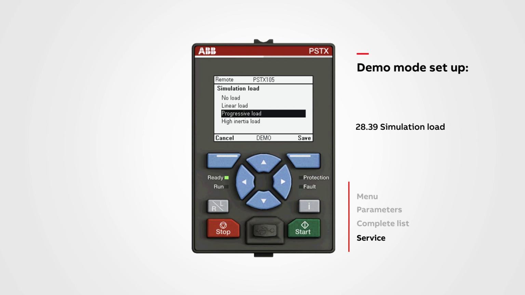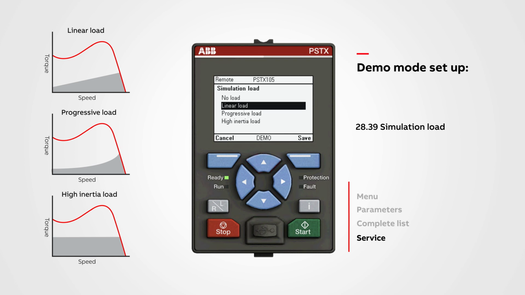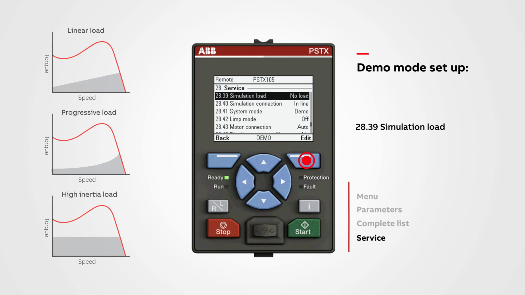Let's check out some examples of the load torque curves. Linear load. These types of loads typically match compressor applications. Progressive load. Pumps and fans generally have a progressive load torque curve. High inertia load. Applications such as crushers and mixers typically have high starting torque. Select the load profile that best matches your actual application. For demo and simple testing, no load is perfectly fine.